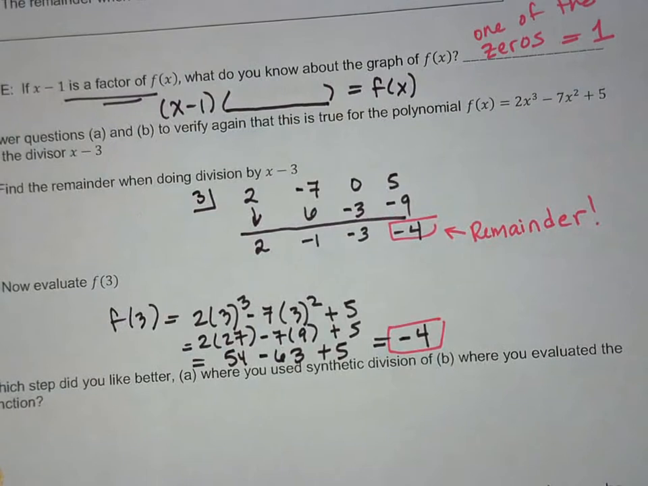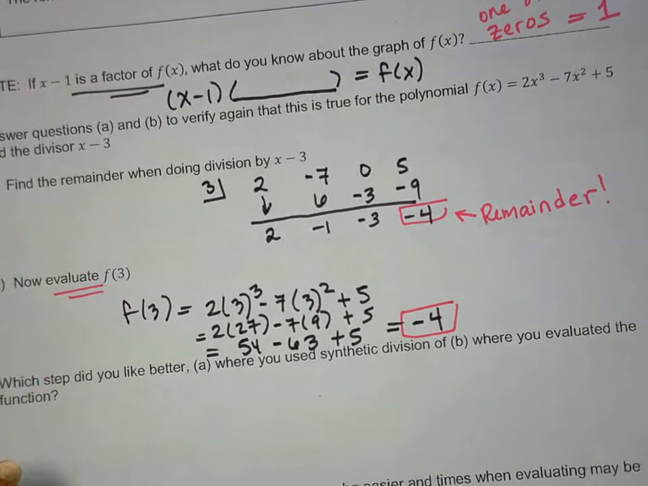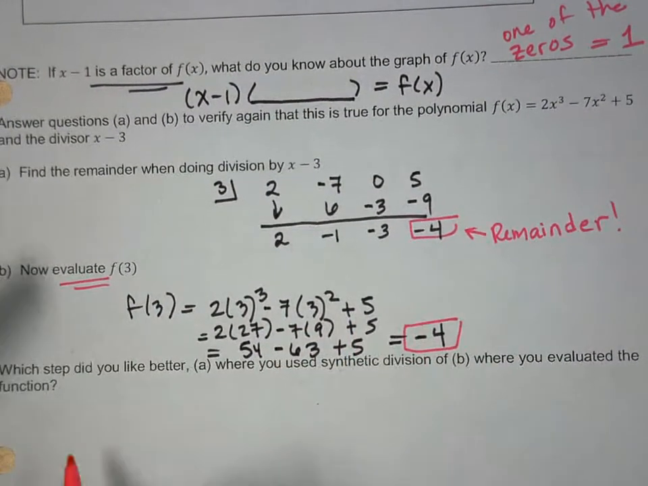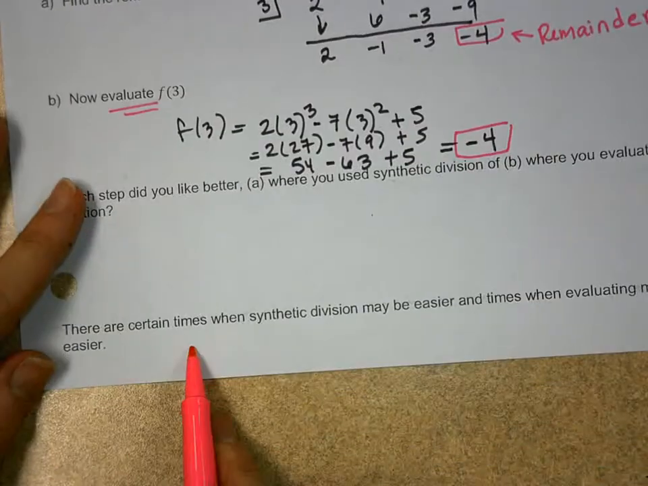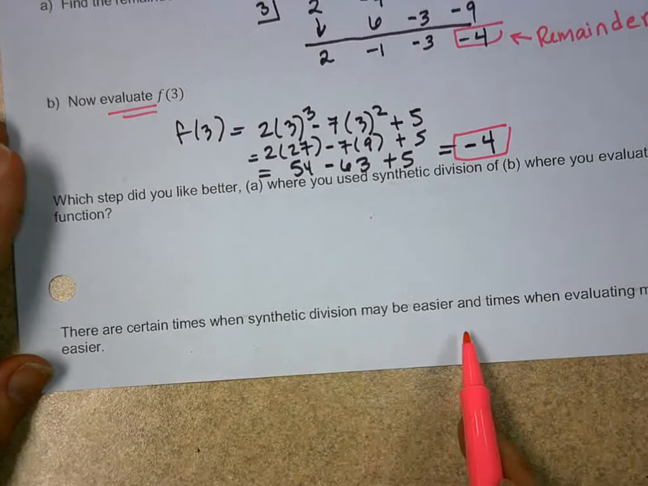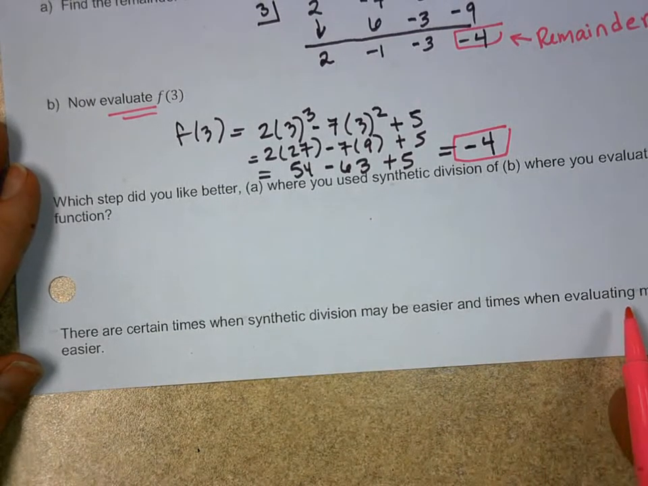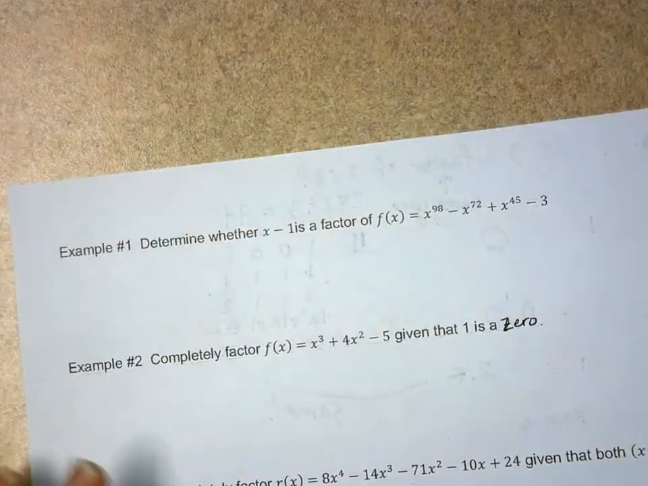A. Okay, hearing different responses. For A, synthetic division. Oh, you're supposed to evaluate for B. So be careful when you see that. You want to make sure that you know what that implies. Okay, now that's up to you, but I'm just going to tell you there will be certain times when synthetic division may be easier and times when evaluating might be easier. We'll see on the next page how you might prefer a different method. So flip it over to the next page.